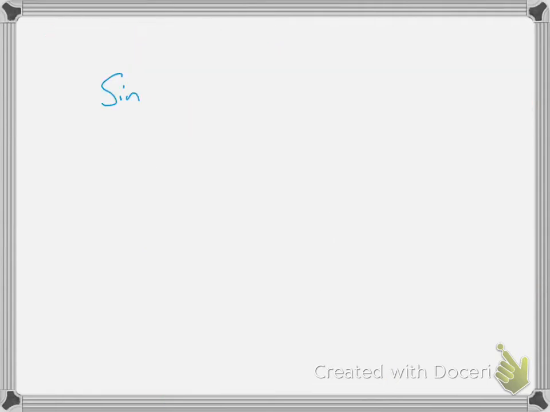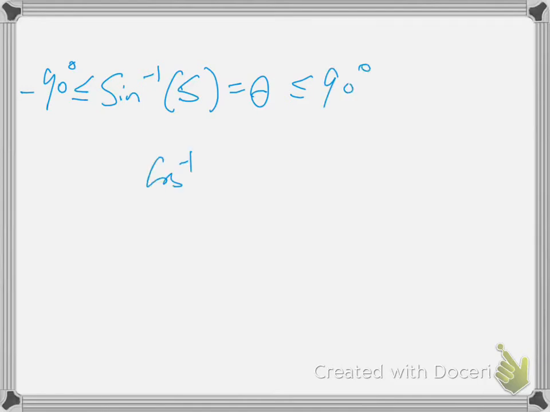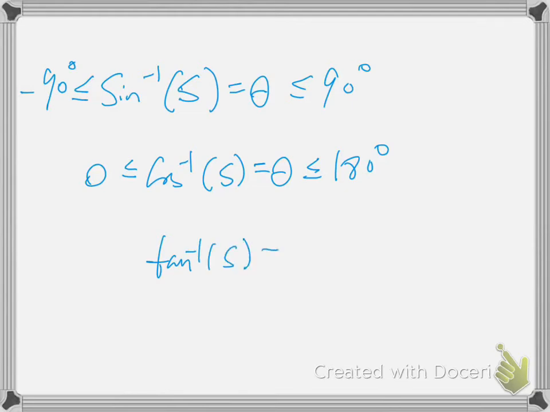So now let's repeat, right? Sine inverse of some number s is some angle theta. So we need this angle between negative 90 and positive 90. Cosine inverse is also an angle, and the condition is between 0 and 180. And tangent is the same as sine. This angle is between negative 90 and positive 90. So that's how we choose one solution for the inverse trig function at the end of the calculation.